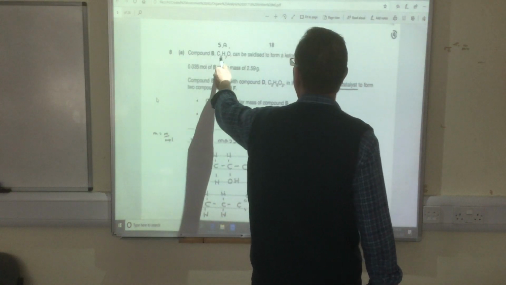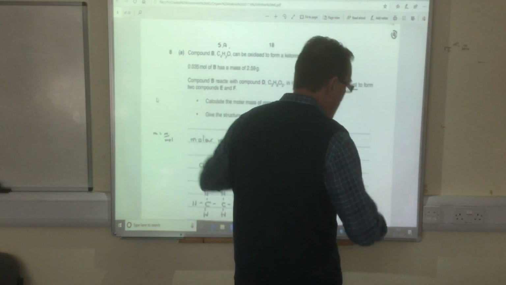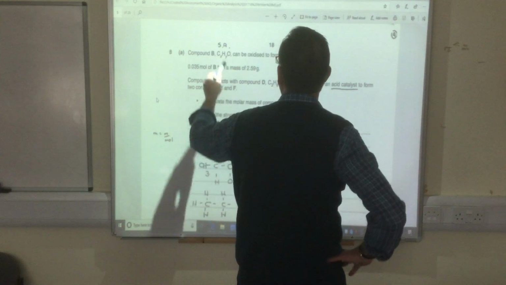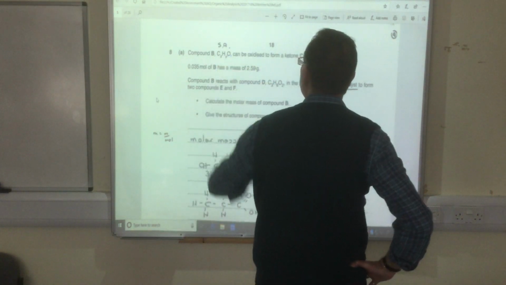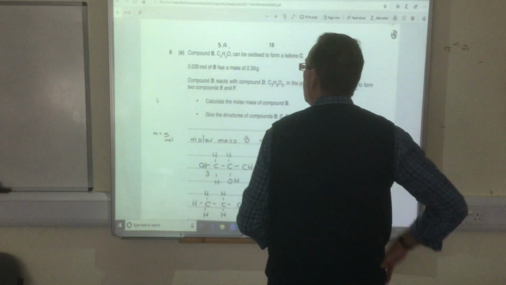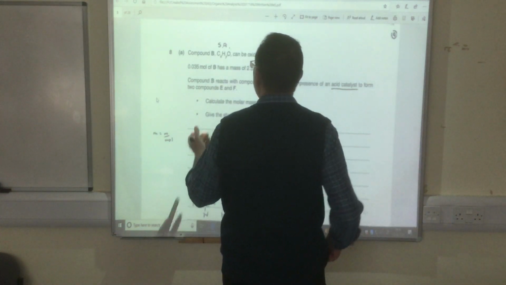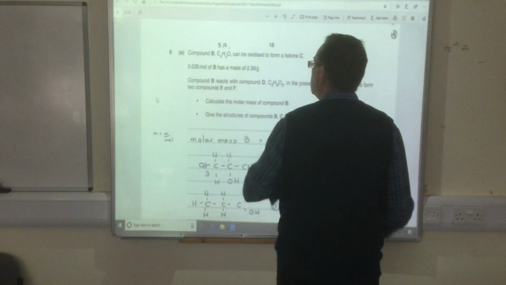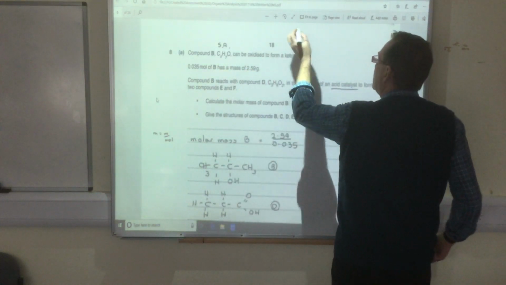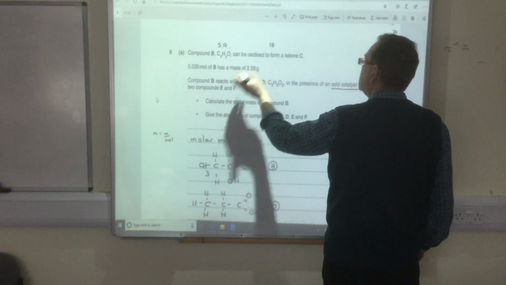Right, compound B, CxHyO, as always, one of these things with O in there. It can be oxidised to form a ketone, so it's a secondary alcohol. What else is it? What are the clues? What is the information? That many moles of B has a mass of that, right? So I need the molar mass.